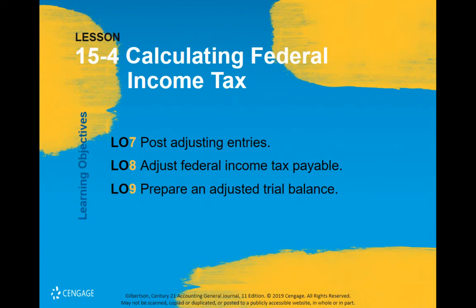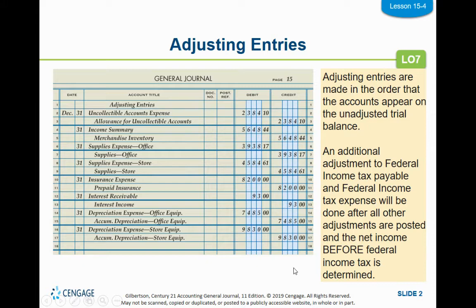Lesson 15.4 is about doing the adjustment for federal income tax and posting the adjusting entries. So to start out with, we've gone through in the first 3 lessons of chapter 15 about the different adjusting entries that you need to do at the end of the accounting cycle for a corporation. One of the things that they did differently, though, was that they didn't show them to you in the order that you actually record them.